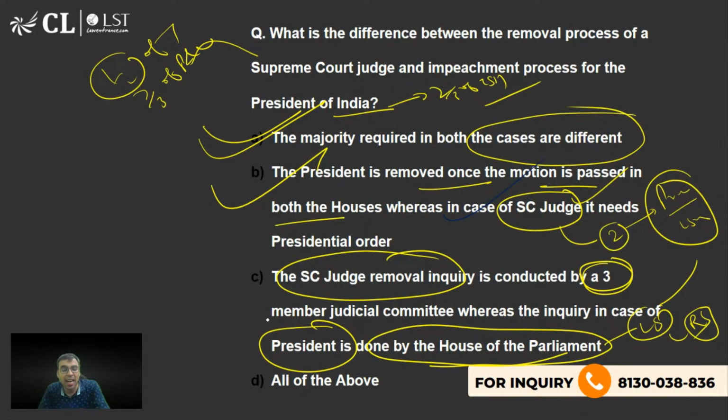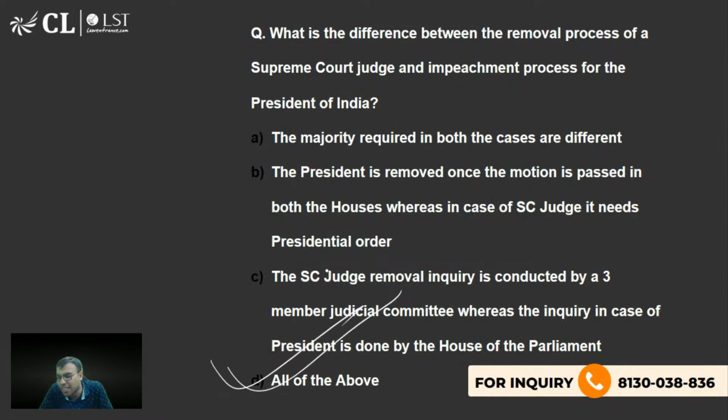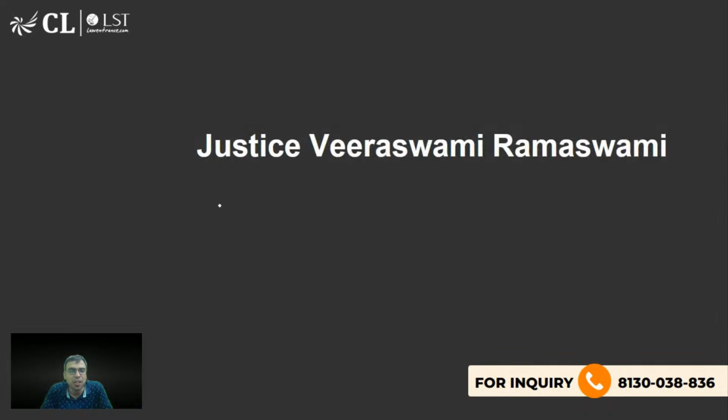Please understand it. If you understood this, the concept is very much clear. D is the right answer. Yes, Manish Kumar, you were right. So that is what you should be knowing about.